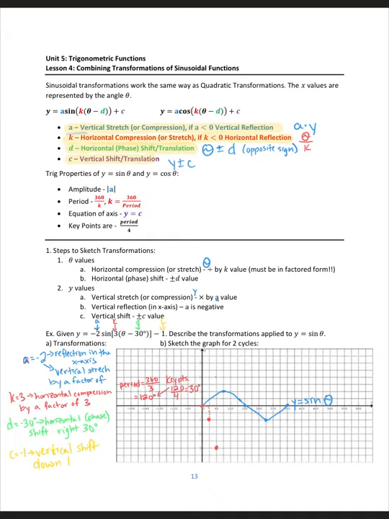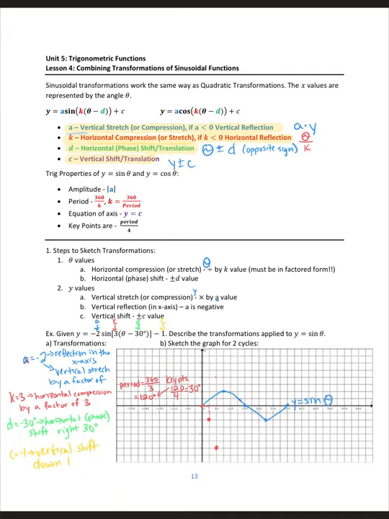So our next point is at 180. Well, we can take out the phase shift because we know our key points are coming every 30 degrees. So after my 60, my next key point has to come at 90, because my key points are coming every 30 degrees. All right, so we're at 90. That's our horizontal compression. Then we need to think about our vertical stretch. Well, it was at 0, so there's nothing to stretch there because 0 stretched is just 0.